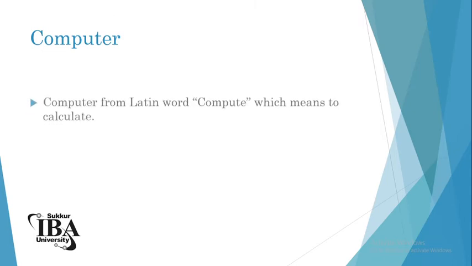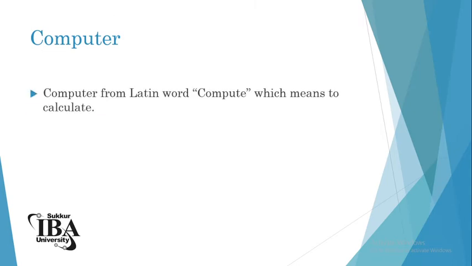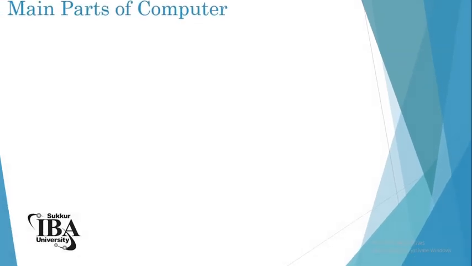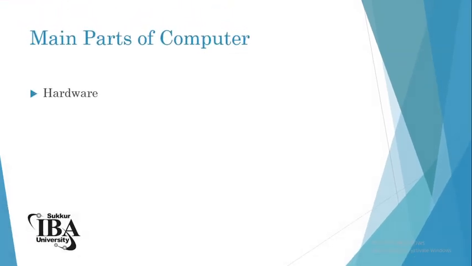After this, this is the layout of the slide, and now see first of all, computer comes from the Latin word compute, which means to calculate, and it is an electronic device. It is a calculating machine or device. Then see the next slide, in which the main parts of a computer: hardware, software, data, user. These are the main parts of a computer, which make a complete computer.